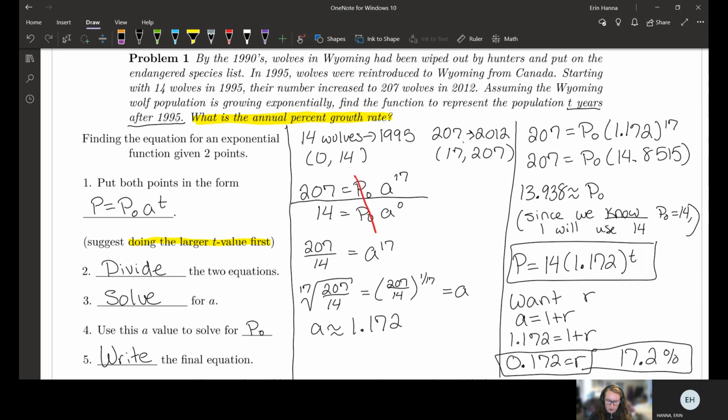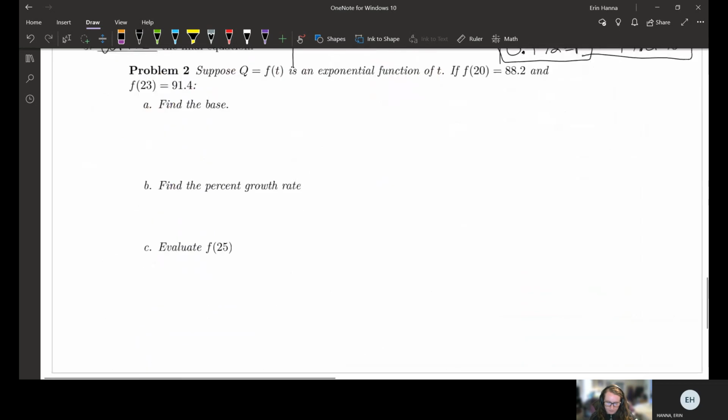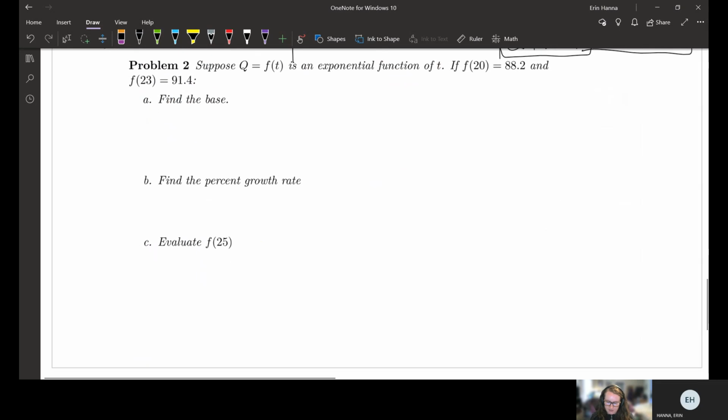All right, so we've got one more here in 1.5. So suppose Q equals f of t is an exponential function of t, with f of 20 being equal to 88.2 and f of 23 being 91.4. So essentially, this is kind of walking us through finding that equation again. So the first thing we want to do is find the base. So we want to find A. Remember, base means A, rate means R. So we want to find the base.